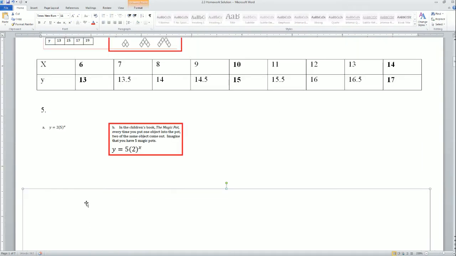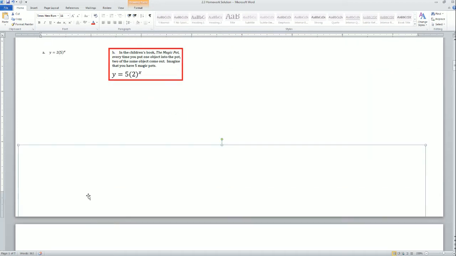All right, next one. Y equals 2, 5 to the X here. They give you a scenario here, but I know that every single time you put 1 into object, 2 of the same object comes out, right? That would be considered the common ratio. That's why the 2's here, and it starts off with 5, so the first term is 5. So compare these two, B would be bigger, right? These are both the explicit form of the geometric equation or exponential, okay?